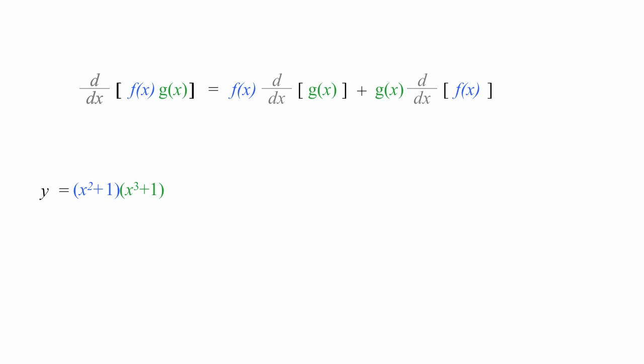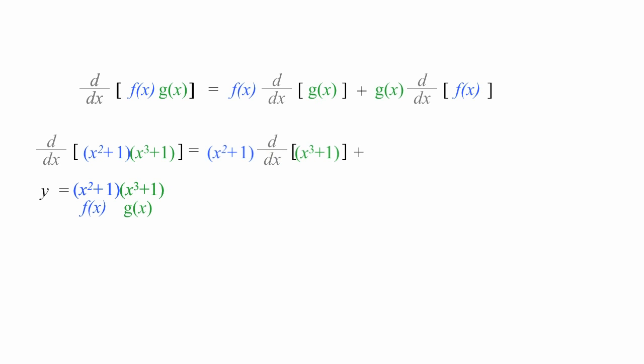I'm going to let f of x equal x squared plus 1. And I'm going to let g of x equal x cubed plus 1. So I'm going to just move x squared plus 1 and x cubed plus 1 into all the spots. Like that. Take a moment and look. All I did was replace the equations for f of x and g of x.